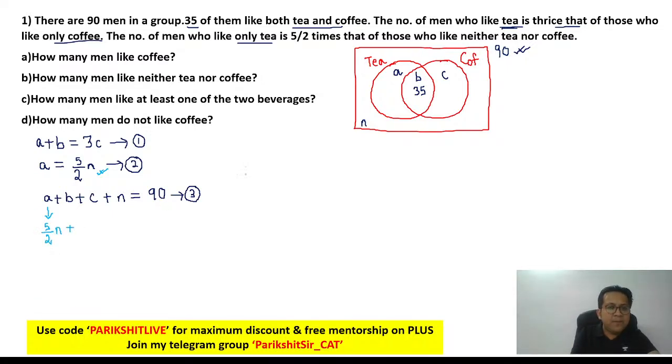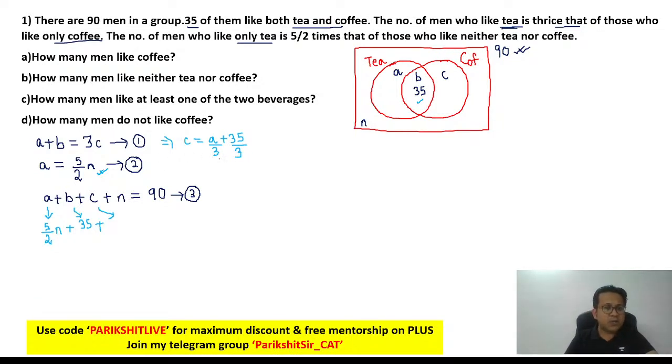What is B? B ka value I know from the graph. B ka value I know from the graph is 35. So B is 35. What is the value of C? C I can get from equation 1. What is C? C is A plus B divided by 3. So let's write it down. What is C? C is A plus 35 divided by 3. So A by 3 plus 35 by 3. Correct?